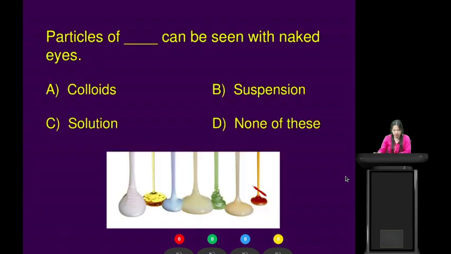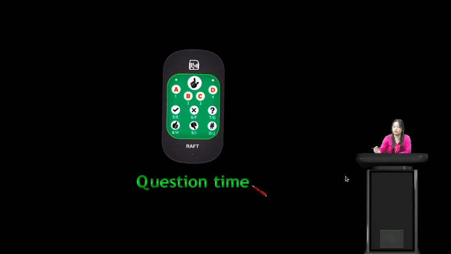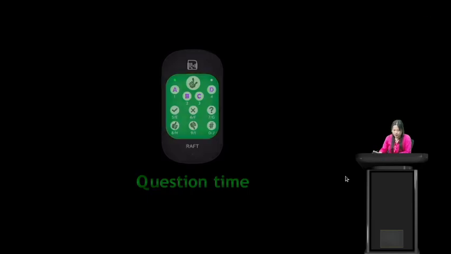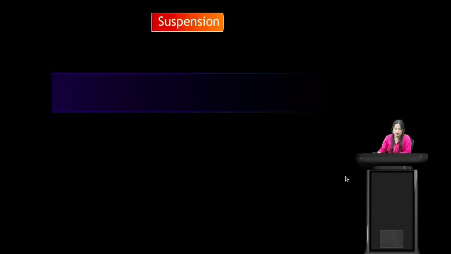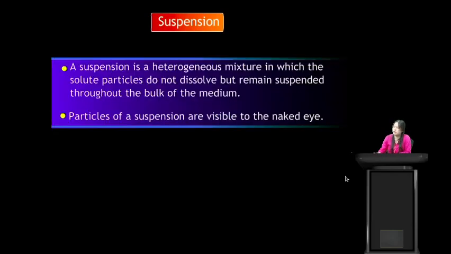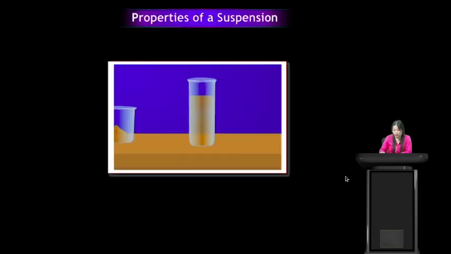But before we proceed further, let us answer one question, or we can come back to this question later. So here, suspension. A suspension is a heterogeneous mixture in which the solute particles do not dissolve but remain suspended throughout the bulk of the medium. Particles of a suspension are visible to the naked eye. We have seen some examples. Let us see the properties of a suspension.